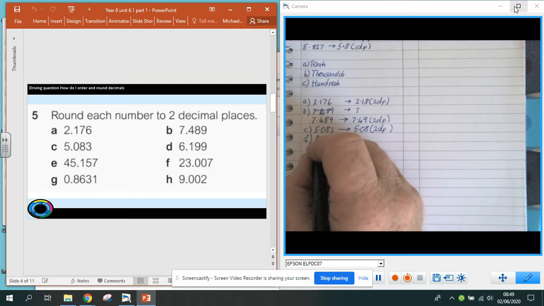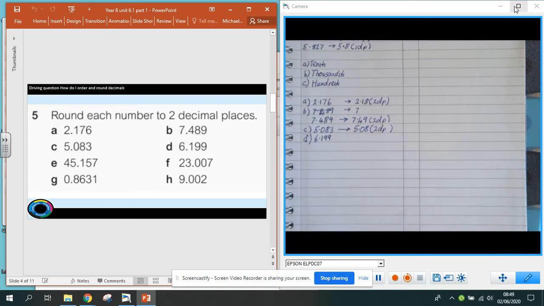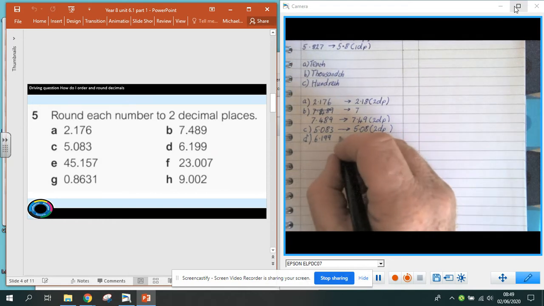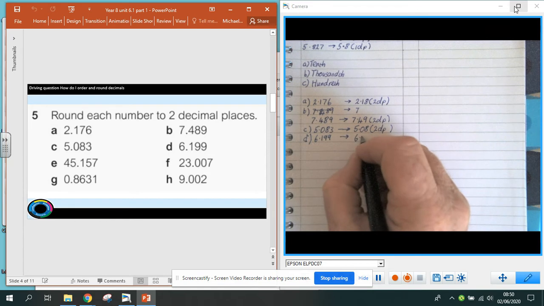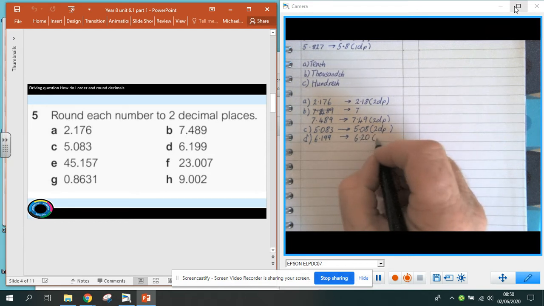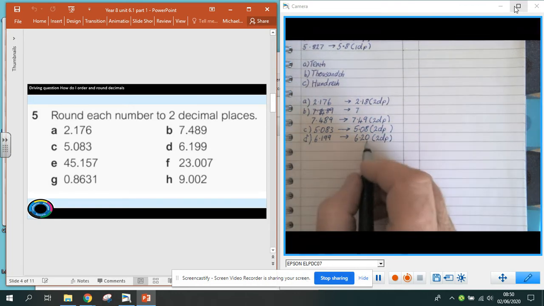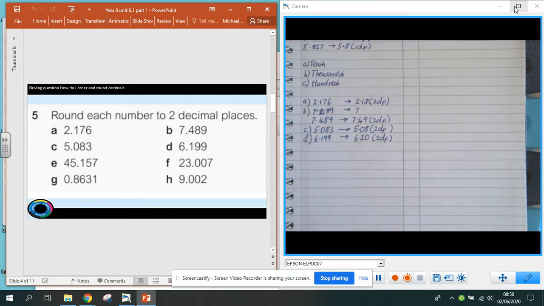D, 6.199. Now this is the sort of question that you're always going to be asked. I look at the next number, so this is a 9, so I'm going to add 1 onto this. If I add 1 to 9, I get 10, so obviously I have to write down a note and carry another one. So I'm going to have to change both of these numbers. So this becomes 6.20 to 2 DP. Once again, even though it's ending on a 0, because we're rounding, we have to add that 0 in.